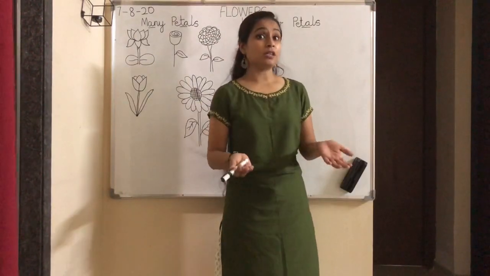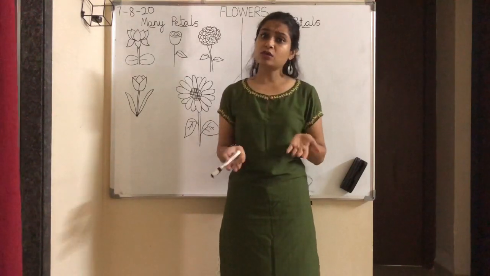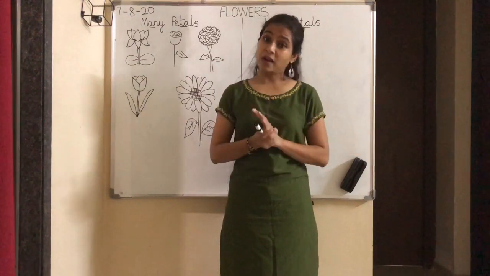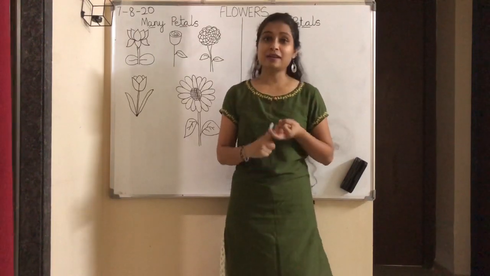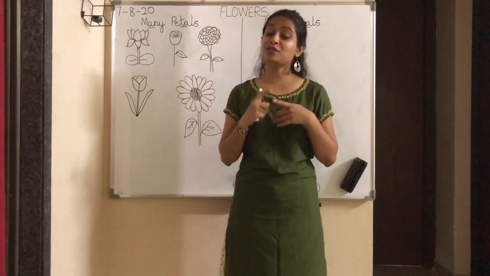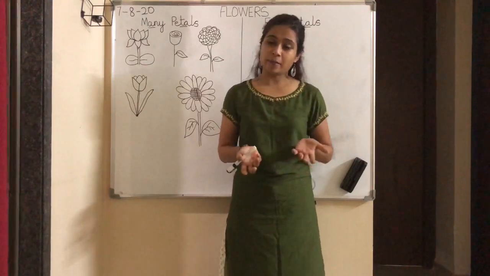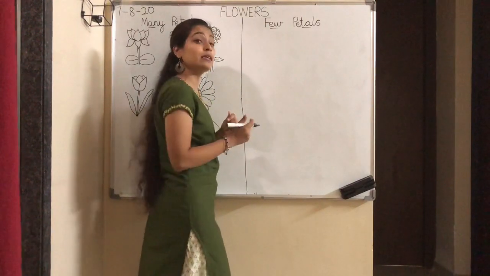Now teacher is going to start drawing flowers that have few petals. But before that, teacher is going to tell you the names of the flowers that have few petals. So the flowers are Shufla, Lily, Periwinkle, Plumeria alba, which is known as Champa, and Jasmine, which is known as Mogra. Now let's start drawing Shufla, which is also called hibiscus.